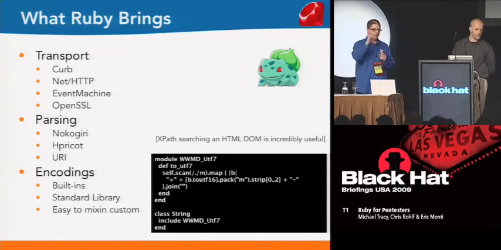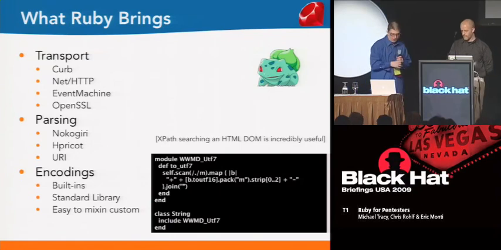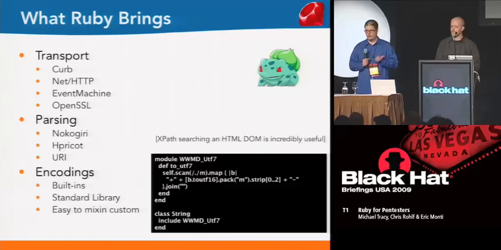In a simple 20-line Ruby script, I can just make that happen and present it to a client. So next, what does Ruby bring? For transport, we use curb, which is basically Ruby bindings for libcurl, which everybody who's ever done web app pen testing knows about. Ruby also comes with Net::HTTP, EventMachine, and a native OpenSSL library.